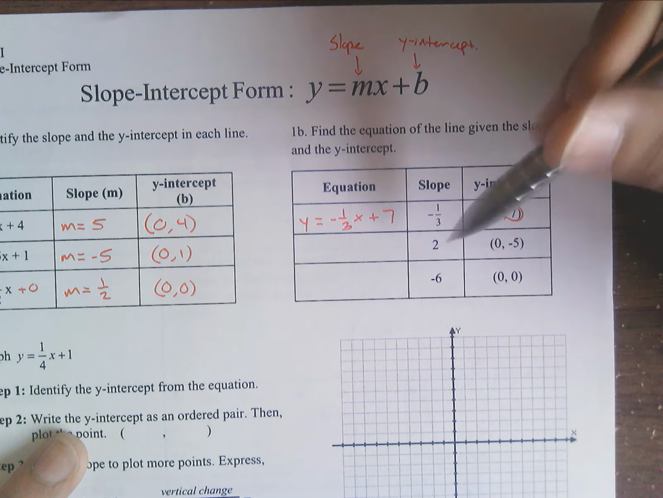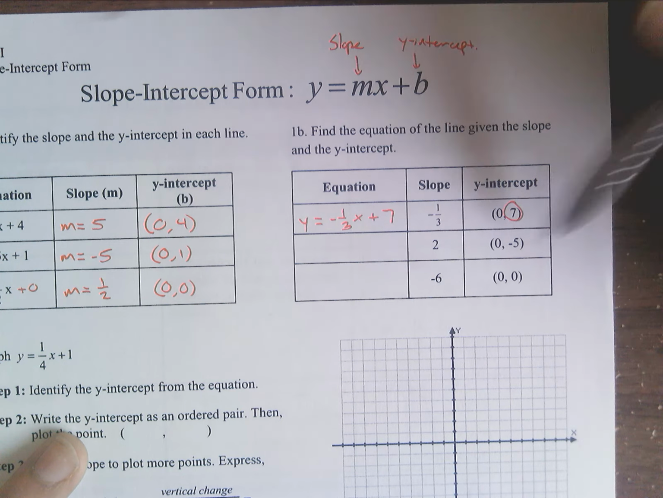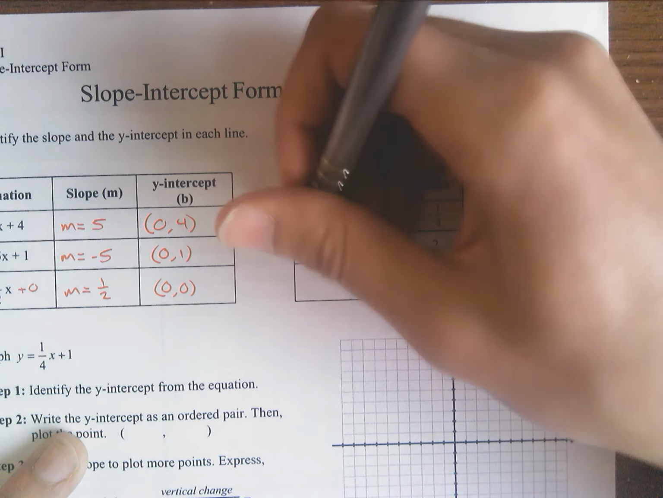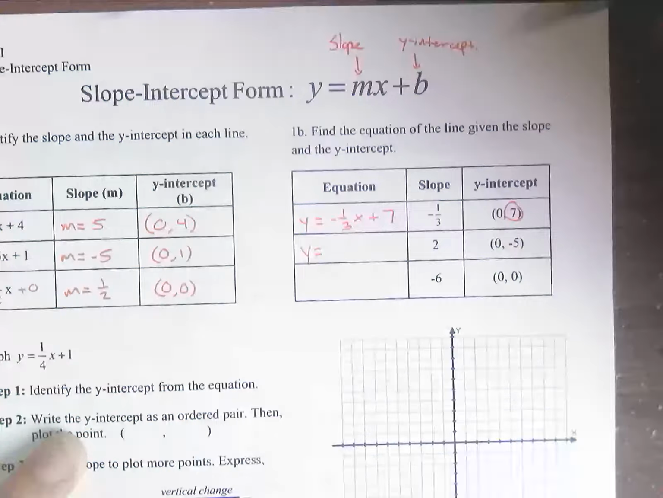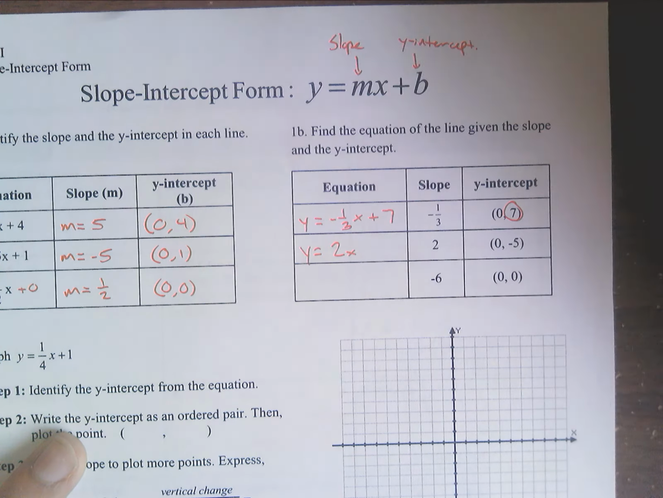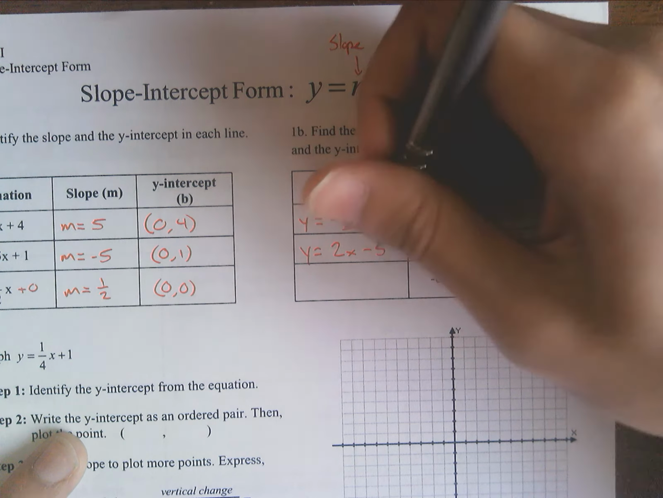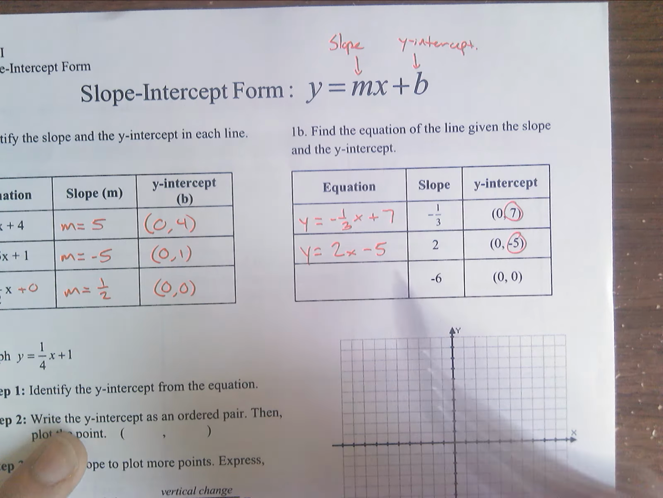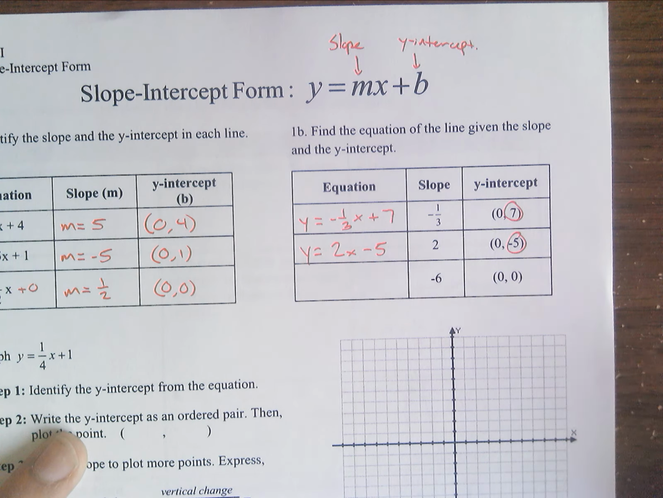All right, let's try this one. We have a slope of 2 and a y-intercept (0, negative 5). Let's plug that in. y equals mx plus b. m is our slope 2, so 2x plus b. Well, b is negative 5. You could say plus negative 5. I find a good practice to say just minus 5. Either way is good. I'll accept either answer.